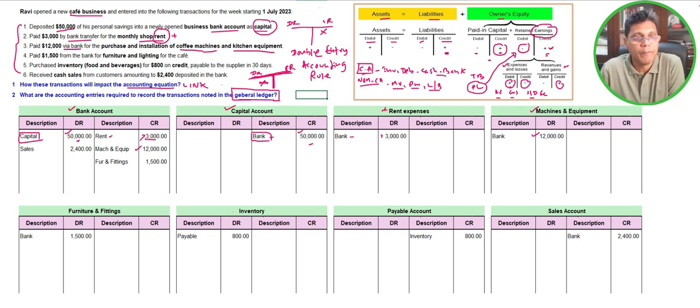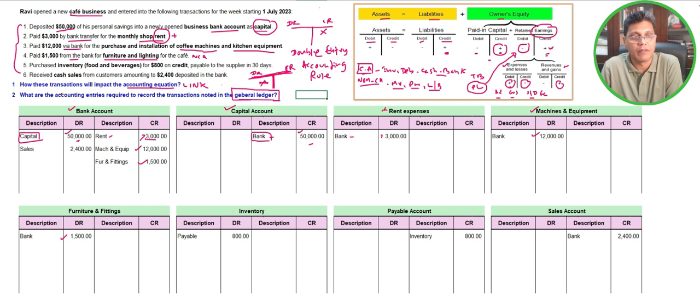Now, paid 1500 from the bank for furniture and lighting for the cafe. Now, even the furnitures and lighting, the main intention is to retain them in the business. You need the furnitures to serve customers, and also you need proper lighting. So all these are non-current assets, and this was paid from the bank account, 1500. The same impact: the bank balance reduces by 1500, and the furnitures and fittings account increases, so you have to debit.